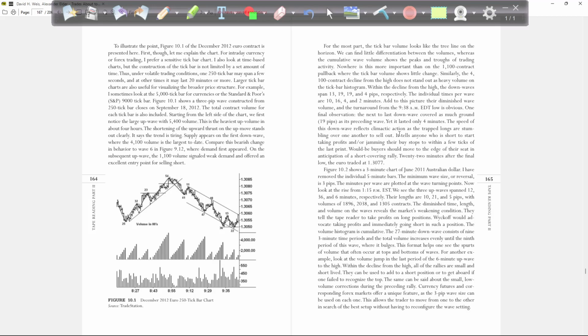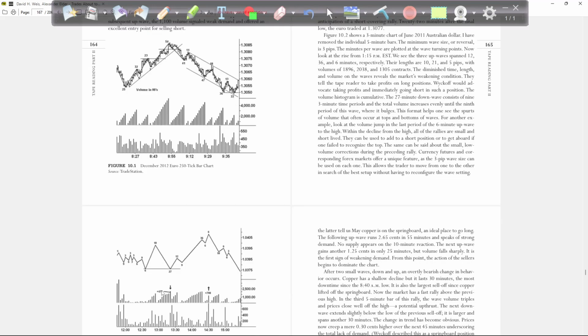The speed of this down wave reflects climactic action as the trapped longs are stumbling over one another to sell out. It tells anyone who is short to start taking profits and/or jam their buy stops to within a few ticks of the last print. Would-be buyers should move to the edge of their seat in anticipation of a short covering rally. Twenty-two minutes after the final low, the Euro traded at 1.3077.